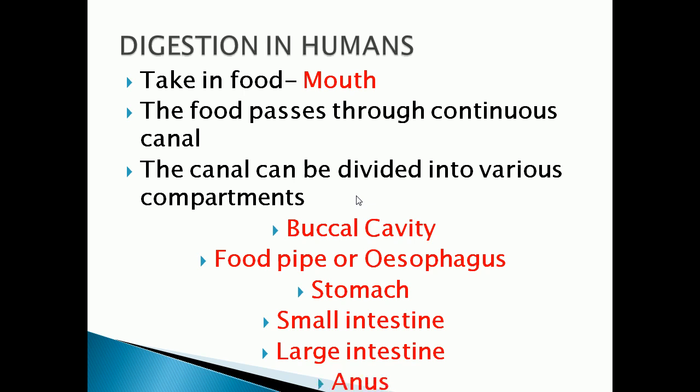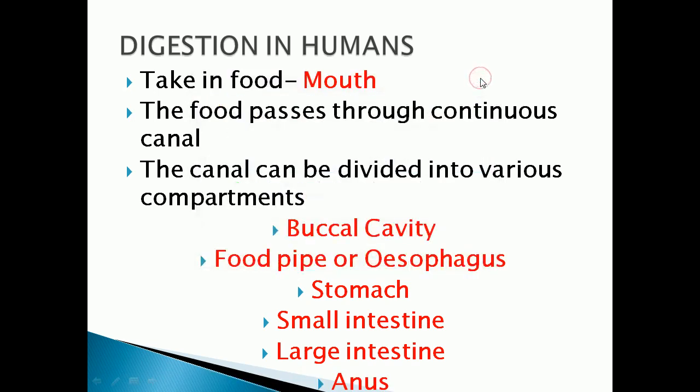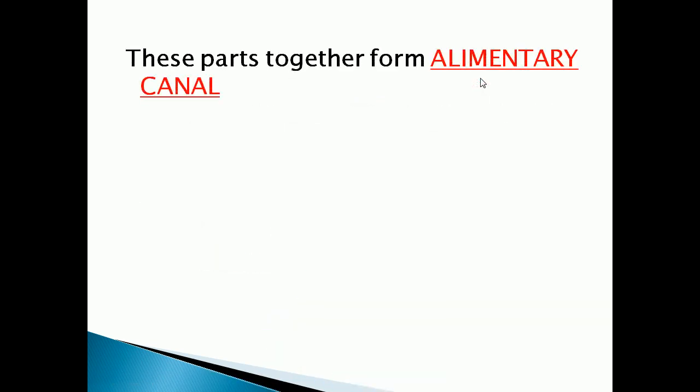Then the unused food, that means undigested food, will be removed through the anus. So the food components gradually get digested as food travels through these various compartments. Not only this, these parts, that means the 5 compartments: buccal cavity, esophagus, stomach, small intestine, large intestine and the anus, together form the alimentary canal.